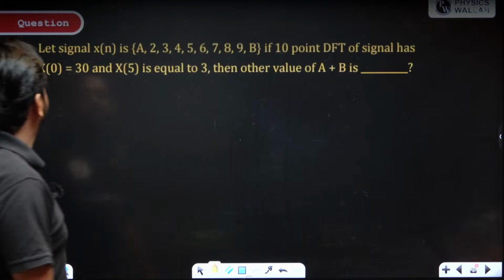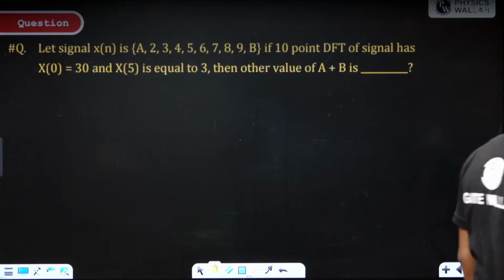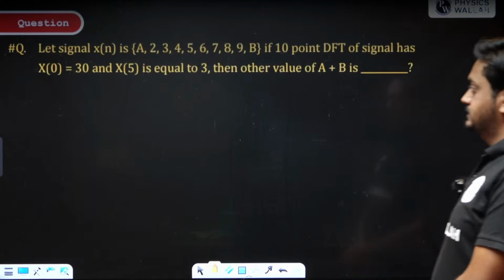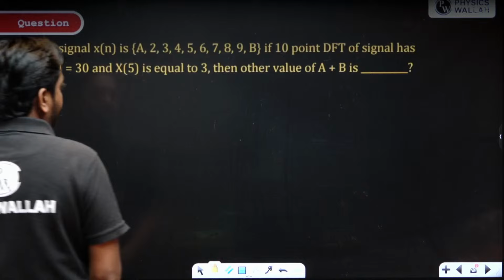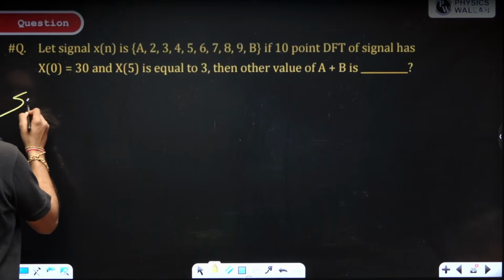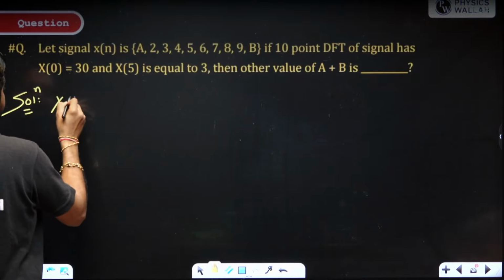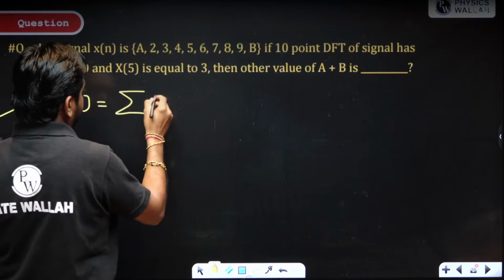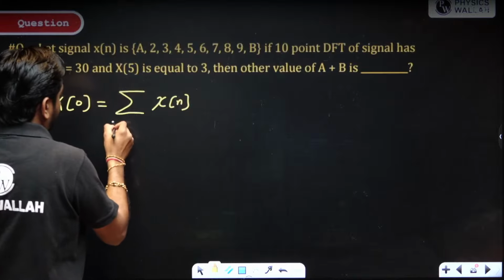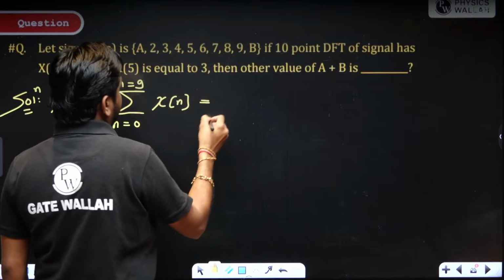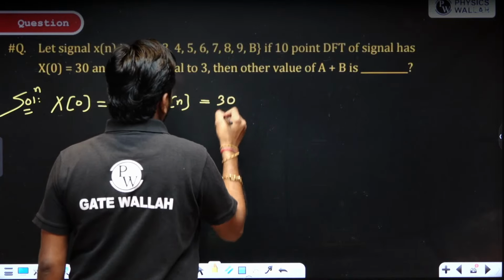Now here, see this question. This is also a very good question, guys. A signal x of n is A, 2, 3, 4, 5, 6, 7, 8, 9, B. If the 10-point DFT of the signal has x of 0 equal to 30 and x of 5 equal to 3, then the value of A plus B is dash. So property, guys: X of 0 is nothing but what property? Summation of all the samples, very simple, where n is from 0 to 9, 10-point DFT. So summation of all the samples, which is given, this is 30.